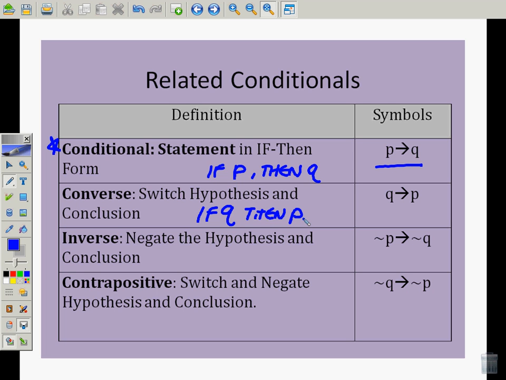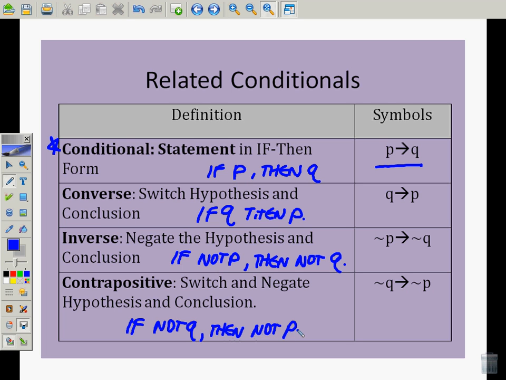The inverse would be to negate the hypothesis and the conclusion. So it would be if not P, then not Q. Okay? The contrapositive is to switch and negate the hypothesis and conclusion. So if not Q, then not P. Okay? And in this next slide, we're actually going to practice this with a statement. So if you need to pause this, go ahead and get that down. Okay? It's just a system.